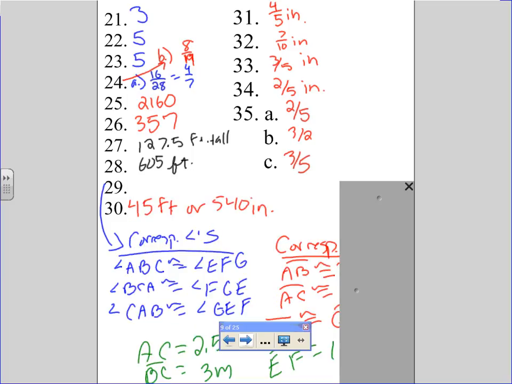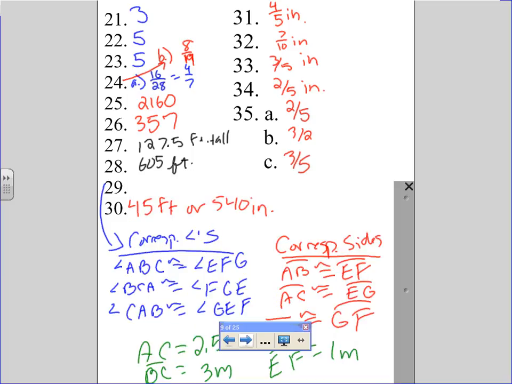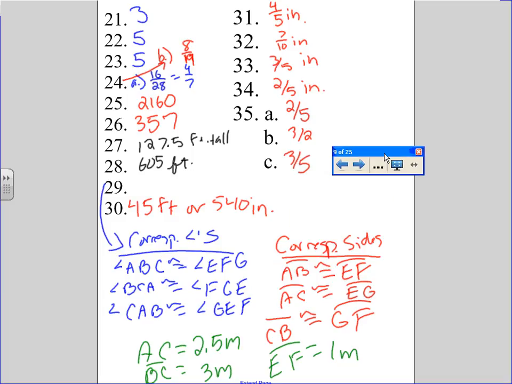Okay, 29, corresponding sides and angles is what you had to come up with. They are down here, but let me read them. Okay, it's starting with angles. I have angle ABC congruent to angle EFG. You may also have angle B congruent to angle F. Second one, angle BCA congruent to angle FGE. You may also have angle C congruent to angle G. I can't read my own writing.